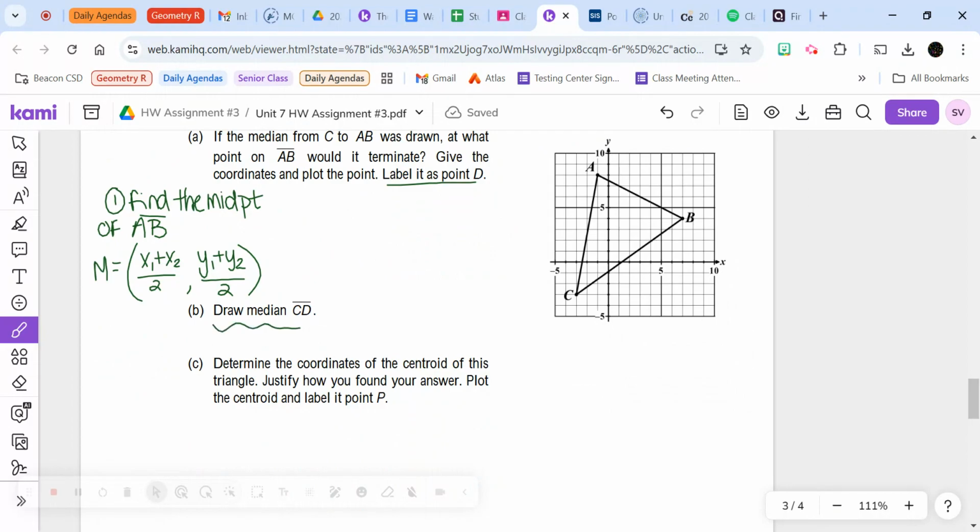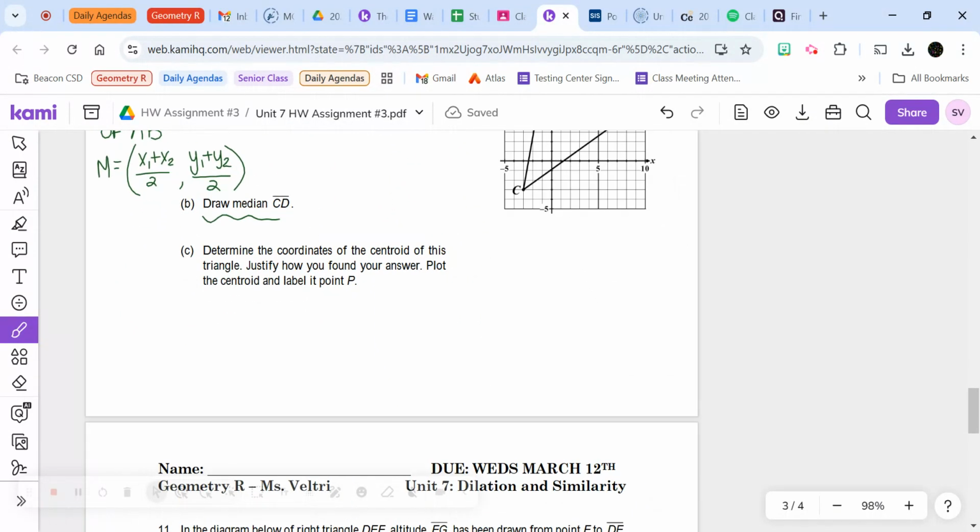And then C is asking us to determine the coordinates of the centroid of this triangle and justify how you found your answer. Plot the centroid and label it point P. So this one, I'm going to say follow the same steps as exercise number 4. Okay, we did notes on that all day yesterday, so you have plenty of notes to help you out with this question.